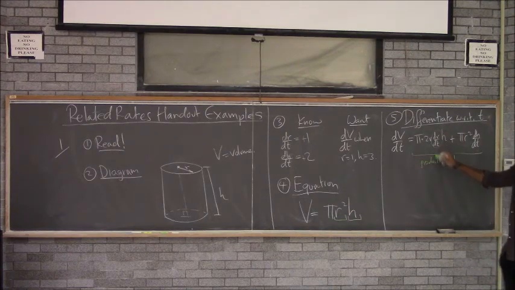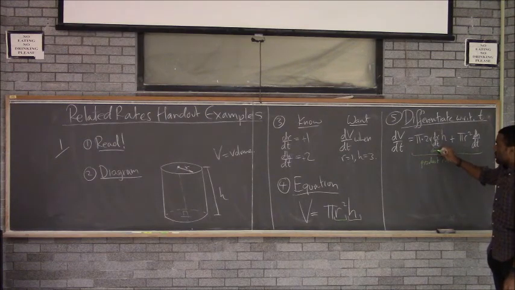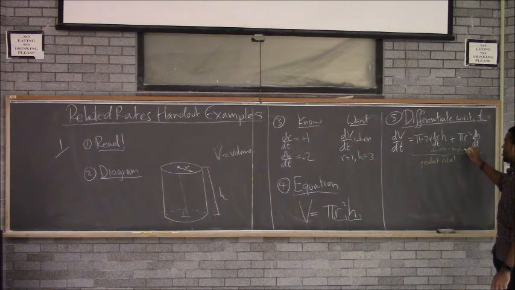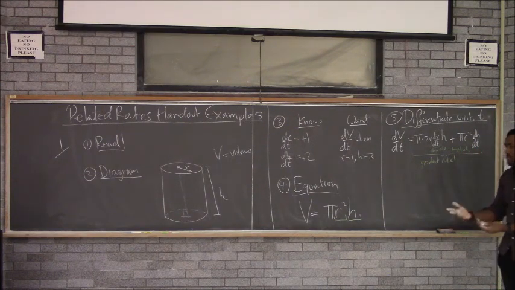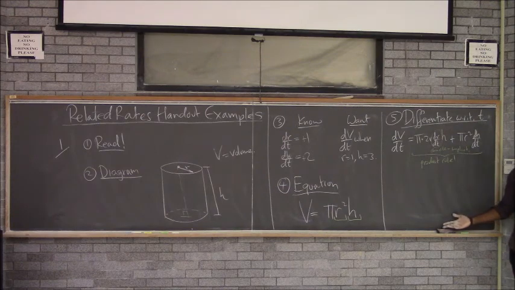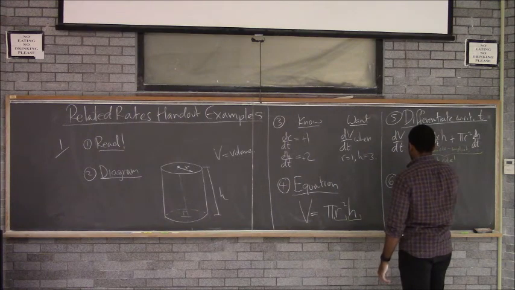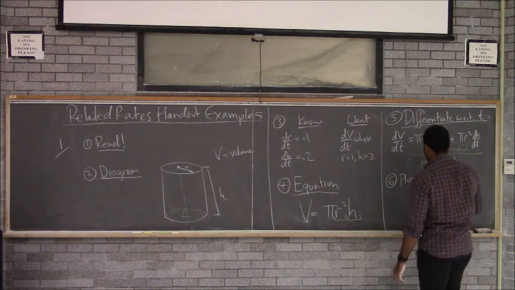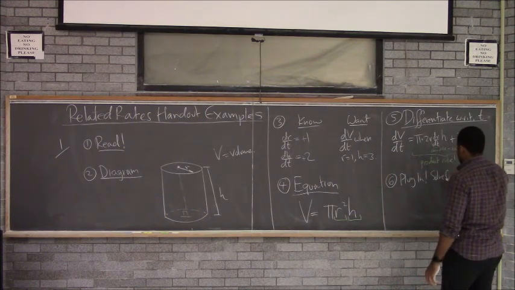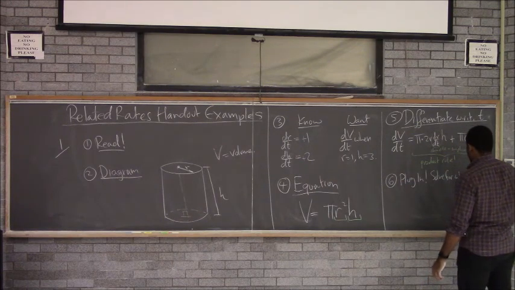And of course, you do an implicit differentiation, chain rule, because it's implicit. So my r is some function of time that I probably don't know exactly. And my h is some function of time, I don't know exactly. But I can differentiate that. Now at step 6, what are we going to do? Plug in. Solve for what you want.